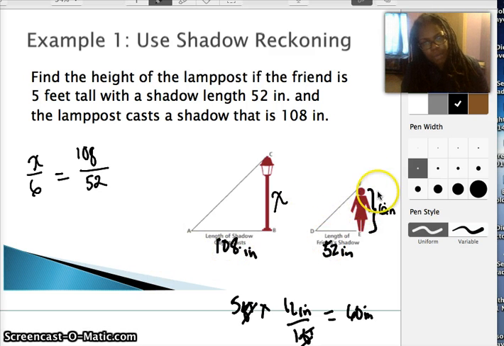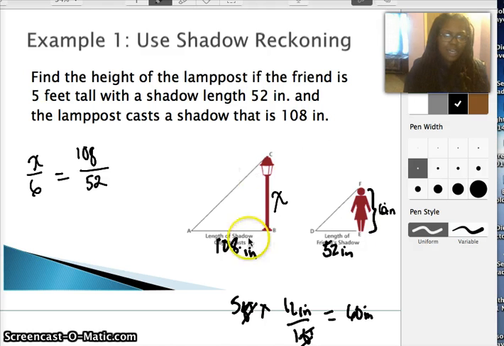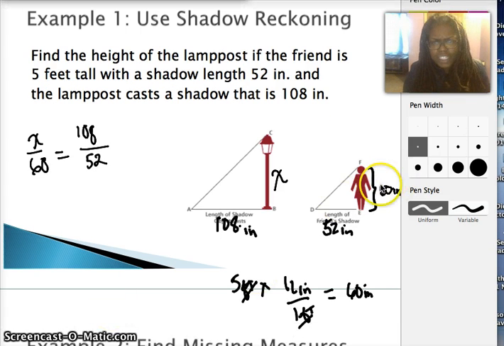We could have done it the other way. We could have done 6 is to x as 52 is to 108, but notice we're going from corresponding sides of the triangle that's created by this situation. So now we just need to solve. Okay, before we get into calculating, this should be 60, and this is x is to 60 as 108 is to 52. Sorry about that.